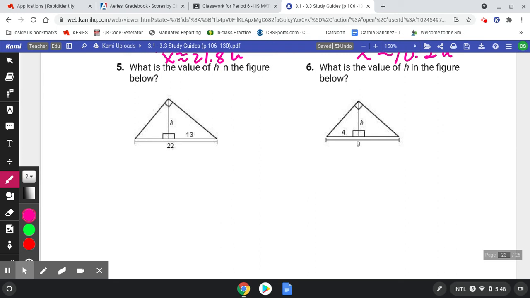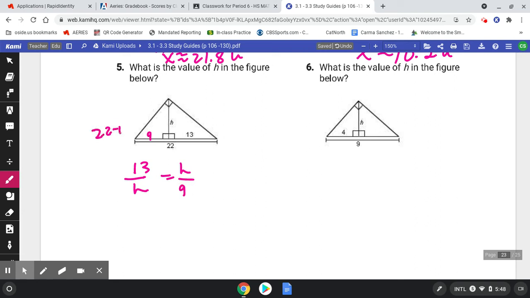Okay, let's check it out. Remember that if you set up a different proportion than me, it's still okay as long as you got the same answer. So we could say 13 is to h as h is to... Now this time I'm going to show you something tricky here. I'm going to do it to 9. Where the heck does this 9 come from?